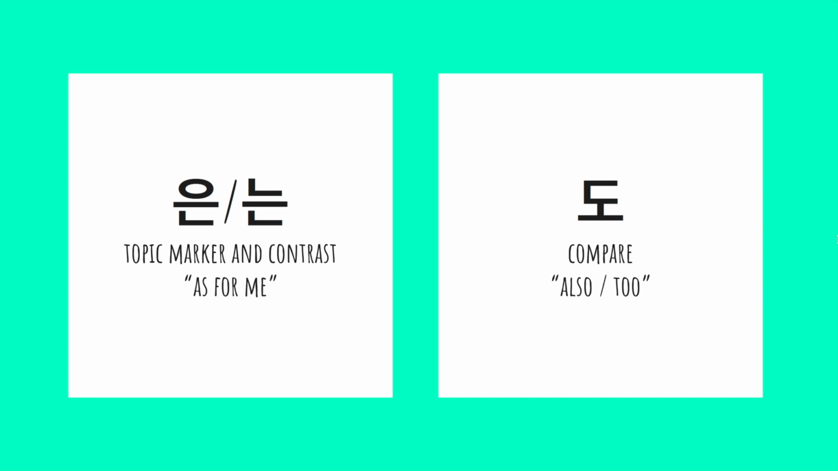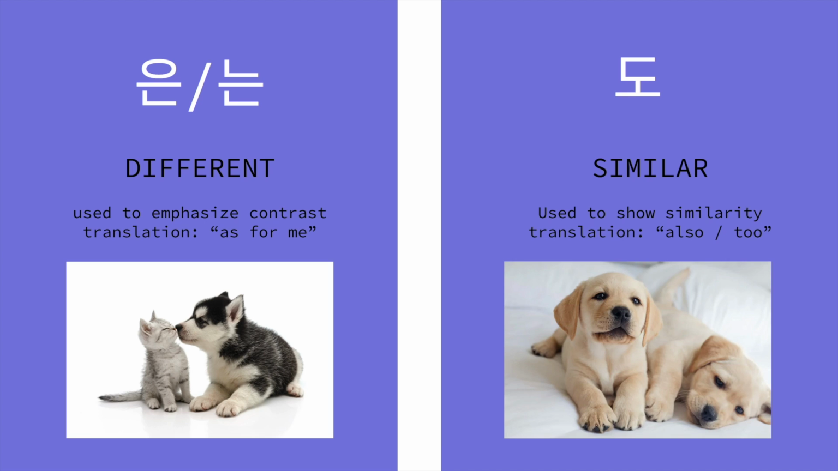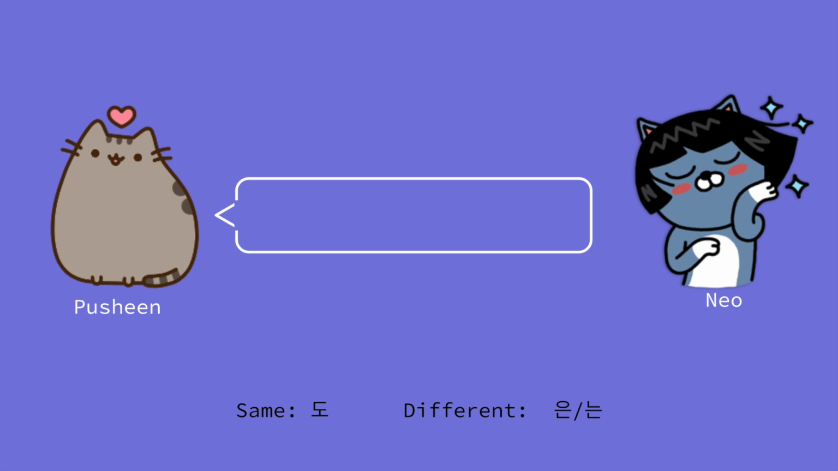So we just took a look at 는 as a topic marker for introducing a topic in a sentence. Now we're going to take a look at a second usage of 는, which can be used to mention a contrast, mention that something is different, and how 도 is used to mention that something is similar. On the left, we have a cat and a dog. The cat is a cat, but as for the dog, it is a dog. On the right side, we have a dog, and the other one is also a dog. And this is pretty similar to how the translation will look in Korean as well. So let's look at some examples.